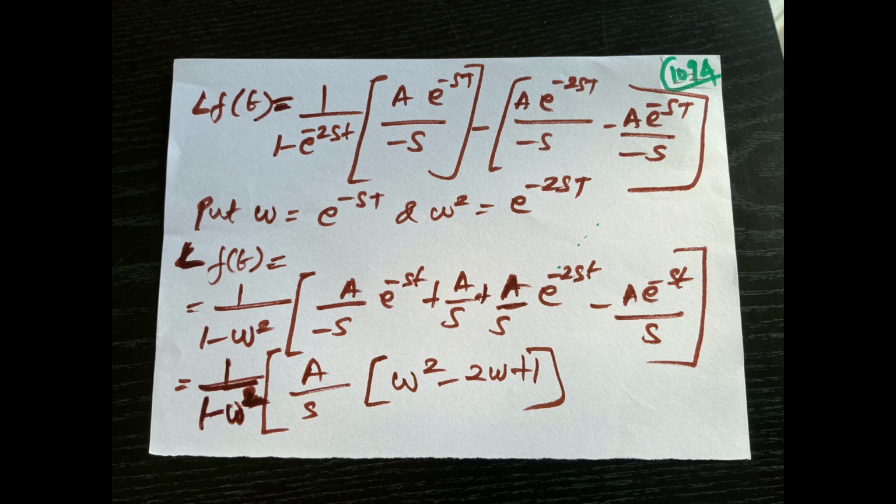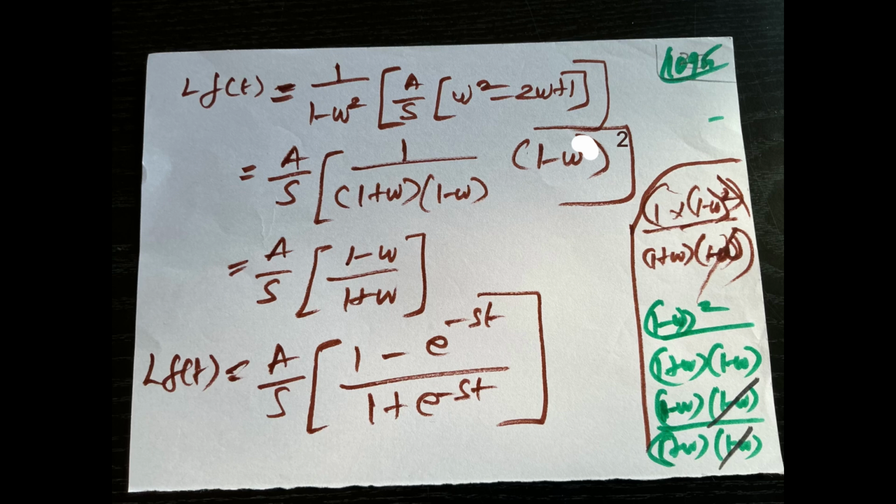that is omega squared minus 2 omega plus 1, we obtain. Simplify the equation using omega. Then we obtain L of f of t is 1 divided by 1 minus omega squared, bracket of a divided by s into omega squared minus 2 omega plus 1. The quadratic equation is changed, with a by s taken outside and 1 minus omega squared.